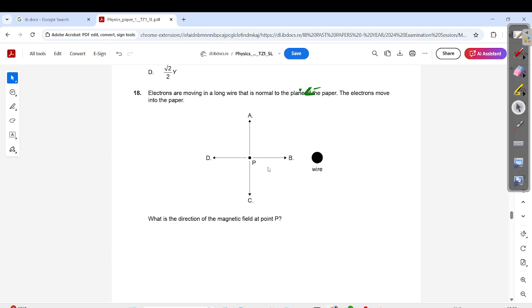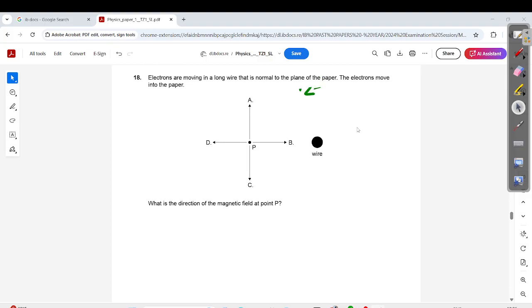Okay, so the magnetic field at point P forms concentric circles counterclockwise around the wire. So the correct option will be what? Option C. It's very clear. Assuming this actually corresponds to the clock and the counterclockwise direction, the option is option C. Perfect. So please note it down. Moving on to the 19th question.